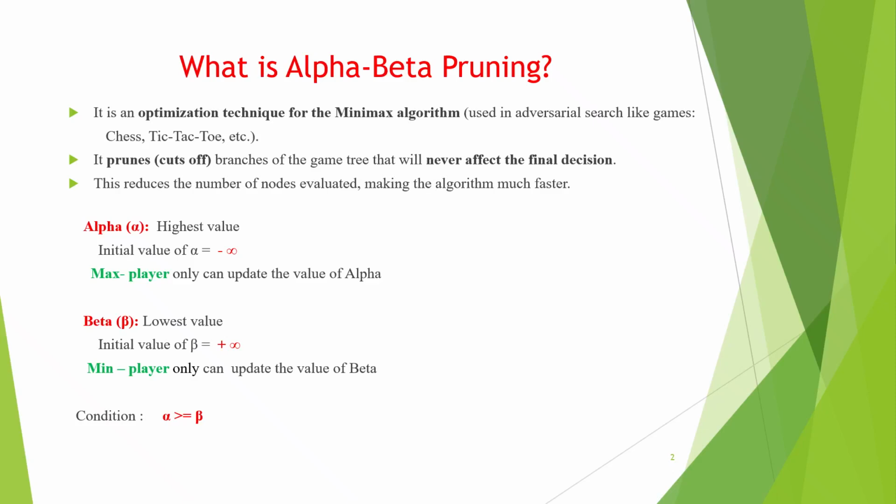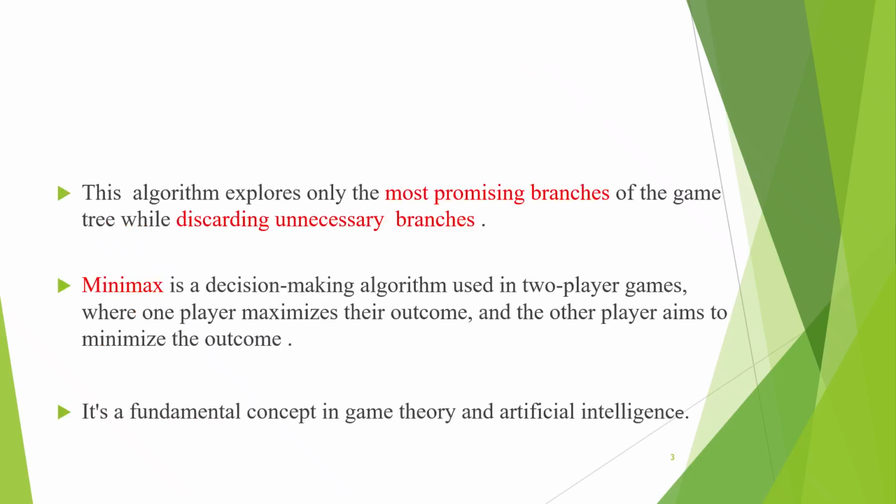Alpha means I always take the highest value, the initial value of alpha is minus infinity, and only the maximum player can update the value of alpha. Beta means lowest value, the initial value of beta is plus infinity, and only the minimum player can update the value of beta. The condition is always alpha greater than or equal to beta. This algorithm explores only the most promising branches of the game tree while discarding unnecessary branches. It will take only the promising branches and remove the unnecessary branches.